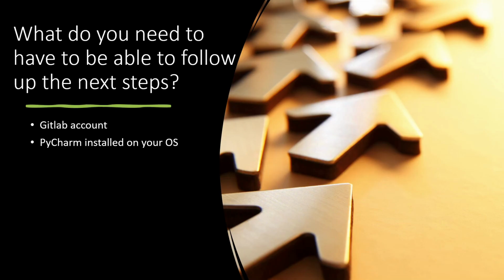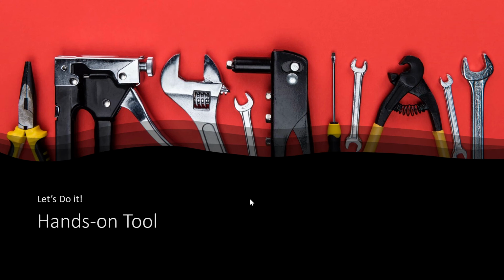So what do you need to do at this stage to be able to follow the next tutorial? If you don't have a GitLab account, please go and create one. It's very straightforward. Just Google it and you can do it pretty easily. On the other side, you need to install PyCharm and Python on your operating system, on Windows or Mac or whatever you use. And then just jump into our tutorial and let's see how we can use GitLab in your PyCharm and store your files online.